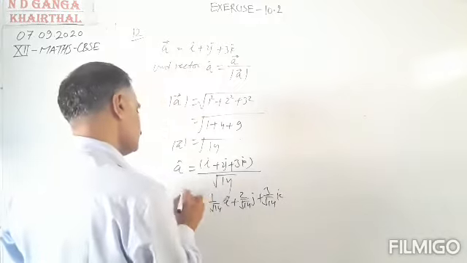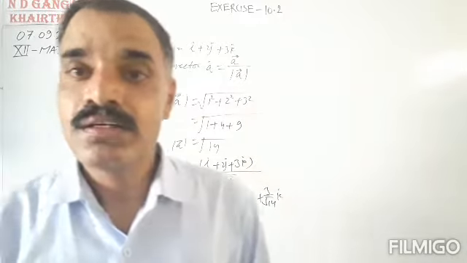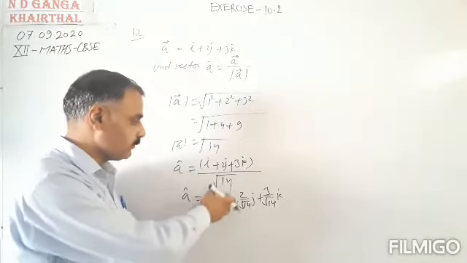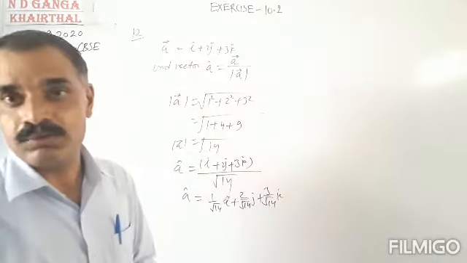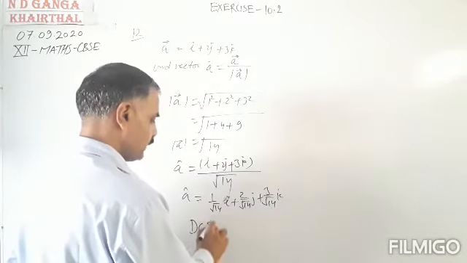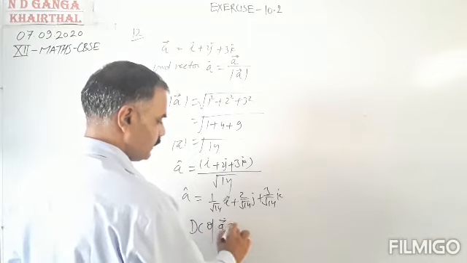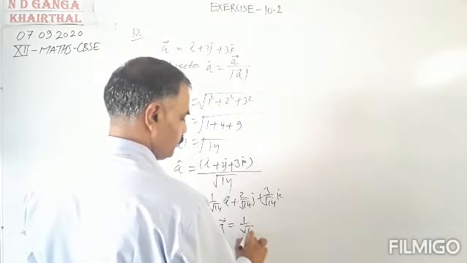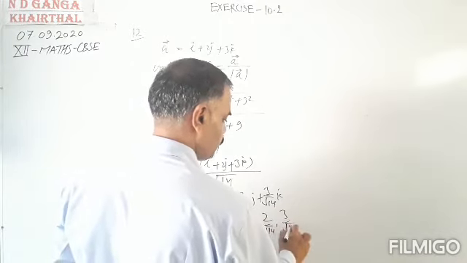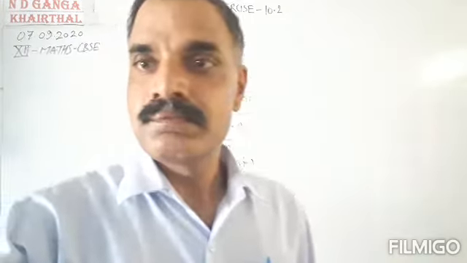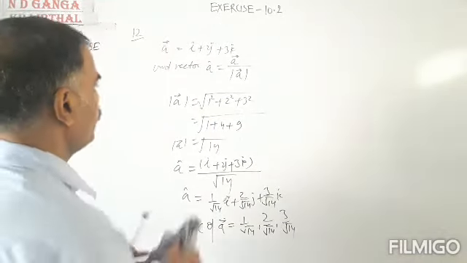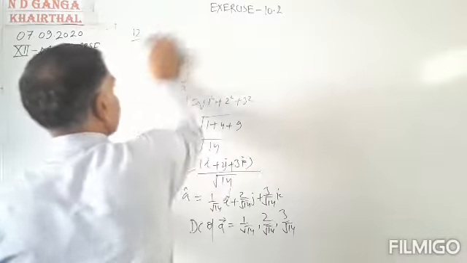So this is the unit vector and its components, 1 upon under root 14, 2 upon under root 14 and 3 upon under root 14, are the direction cosines. So direction cosines of a vector are 1 upon under root 14, 2 upon under root 14, 3 upon under root 14. In this way you can solve question number 12. Now let us take the next question.